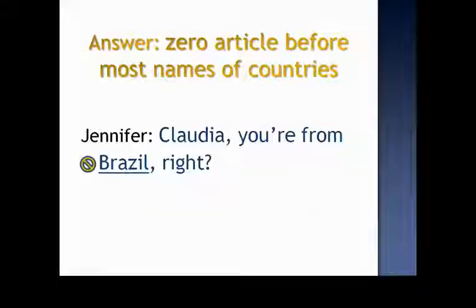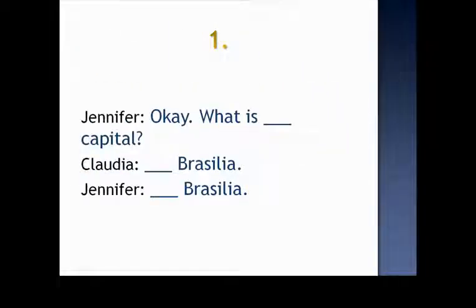You were correct if you chose the zero article. It's used before most names of countries, like Brazil. Number 1. Predict if any articles are needed. Let's listen and see if you're correct.